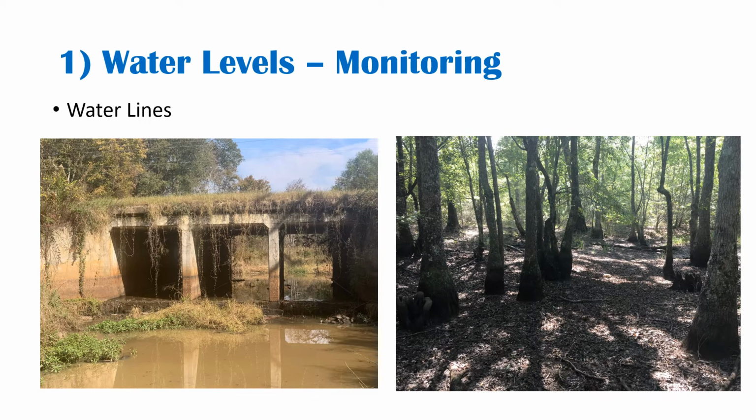Another way to monitor water levels is to look for water lines. I have 2 pictures here that I've taken. One of these on the right shows the water marks or water lines on these black gum trees. And this is an indication that this is where the water normally sits in this wetland, even though we observed it at a dry time.